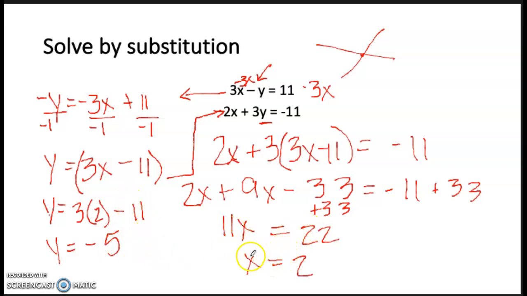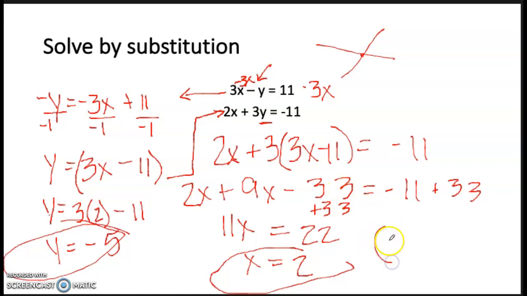So my final answer is this: x is 2 and y is negative 5, but I'm going to write it all together as a coordinate point with my x value first and my y value second. This is the point where the two equations would have a common solution.